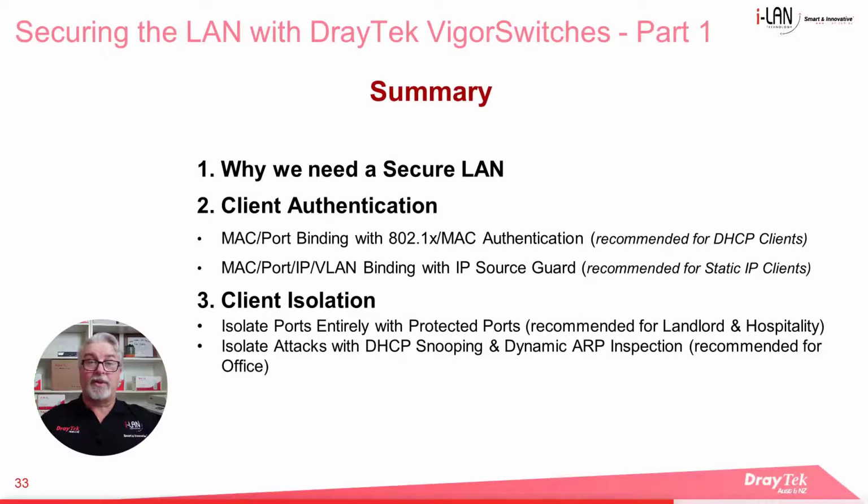Okay, so this is the end of our presentation today. To summarise, we looked at why we need a secure LAN to protect our network and showed that Draytek Vigor switches have many security features to facilitate this. We covered client authentication using MAC port binding with 802.1x MAC authentication, as well as MAC port IP VLAN binding with IP SourceGuard. We also looked at client isolation using protected ports on the Vigor switch, as well as DHCP snooping and dynamic ARP inspection to isolate attacks on the network.